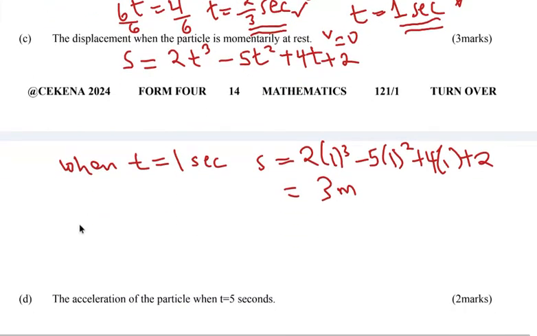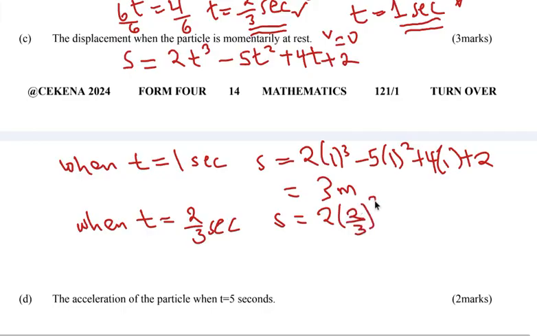But now when t equal to 2 over 3 seconds, pia ni rahisi, so utachukua tu hiyo hiyo tu 2 times pale ambapo kuna t weka 2 over 3 cube minus 5 times 2 over 3 squared plus 4 times 2 over 3 plus 2.